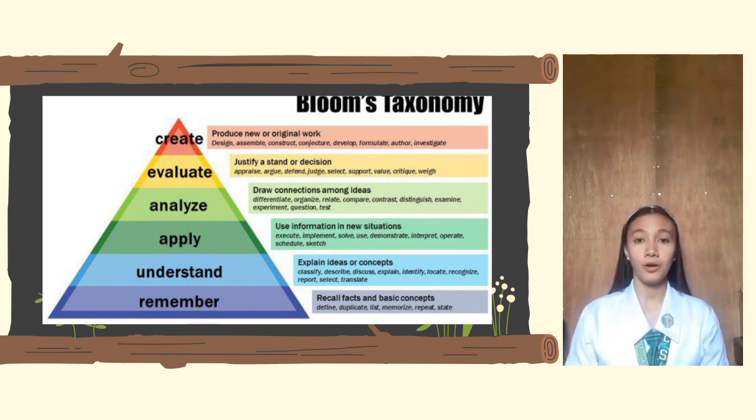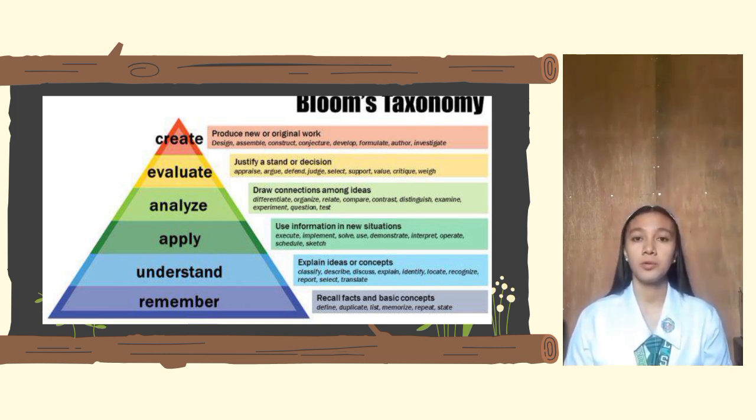When we say lower order thinking skills, it allows the learners to plainly give back what the teachers provided them or what the book gave them. In Bloom's taxonomy, there are three lower order thinking skills: remember, understand, and apply. In the remember level, the learners can recognize and recall facts or basic concepts, while in the understand level, the learners can understand and explain the ideas or concepts. Then in the apply level, the learners can apply or use information in new situations.